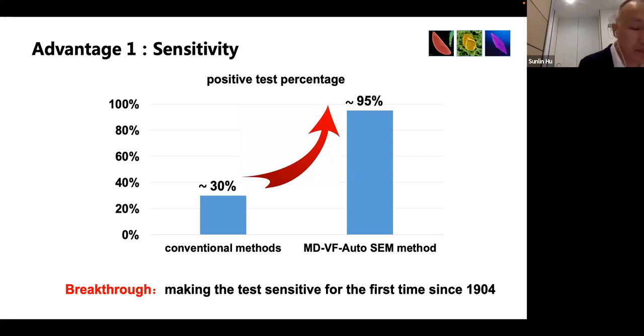So what improvements have been made with the new method? Let's look at the foremost advantage, sensitivity. As mentioned above, conventional methods are not sensitive. In comparison, the new method has improved the positive test rate to 95% or above from 1/3 for drowning cases, which is a significant breakthrough.